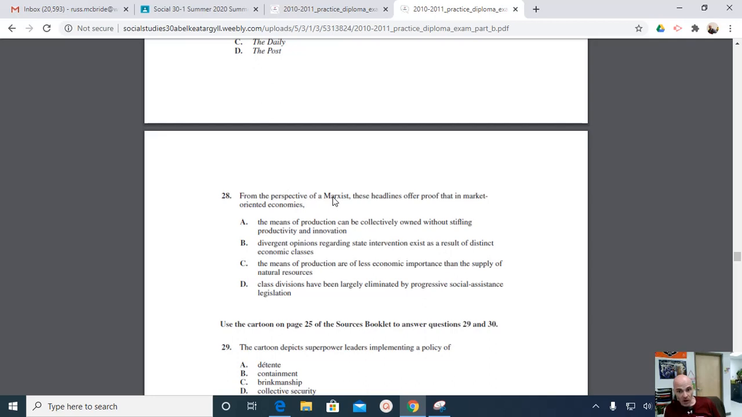From the perspective of a Marxist, these headlines prove that a market-oriented economy means that production can be collectively owned. That doesn't happen in a market-oriented economy. Divergent opinions regarding state exist as a result of distinctive economic classes. While there still is class warfare, there is a pull to that, and we have different opinions. Means of production are of less economic importance than the supply? Class divisions have been eliminated? Well, it can't be that. We do have different opinions, therefore different classes. Marx wanted to get rid of classes, so there we go.